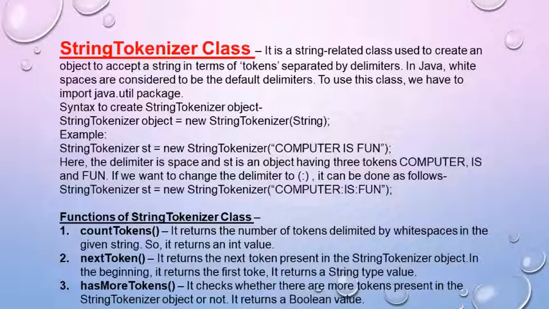nextToken returns the next token present in the StringTokenizer object. In the beginning, it returns the first token. So it returns a string type value. It will be more clear when we do programming using these functions. The third function is hasMoreTokens. It checks whether there are more tokens present in the StringTokenizer object or not. It returns a Boolean value. So these are the 3 functions which are there in the StringTokenizer class.